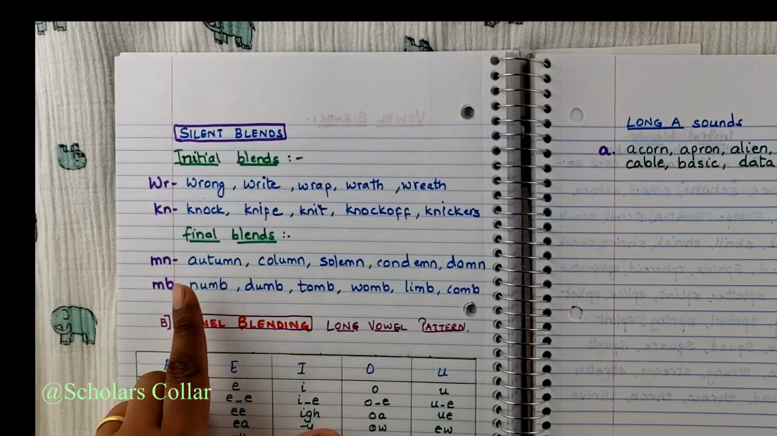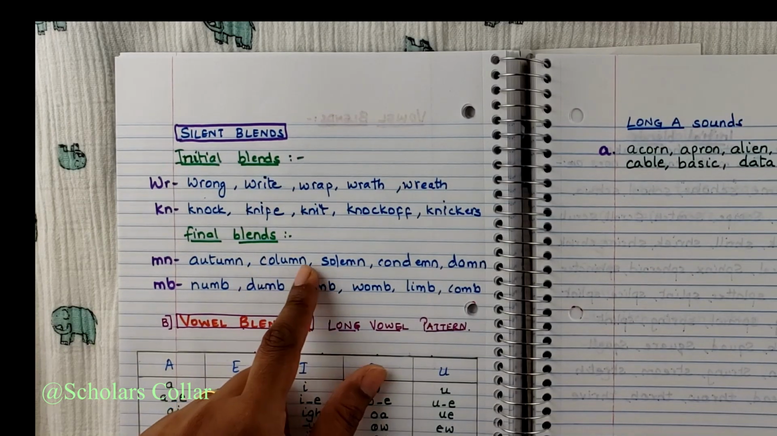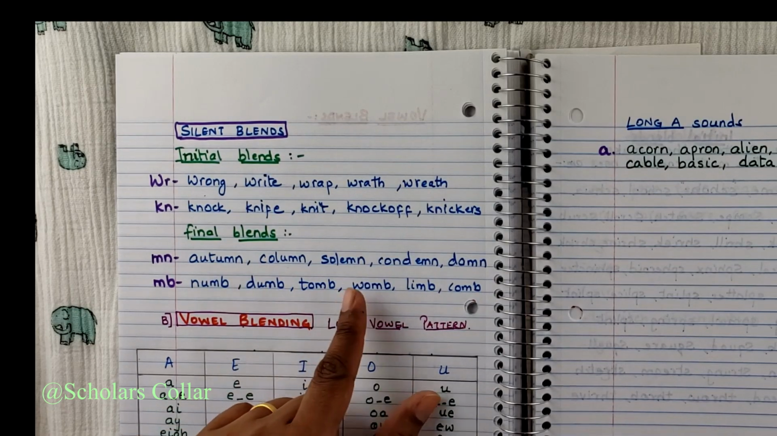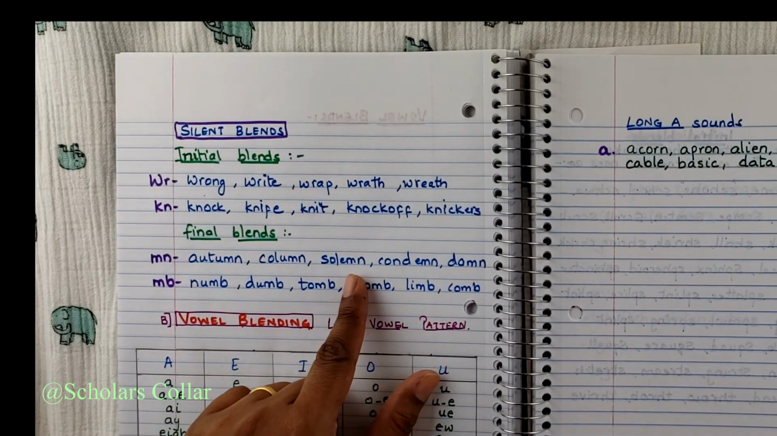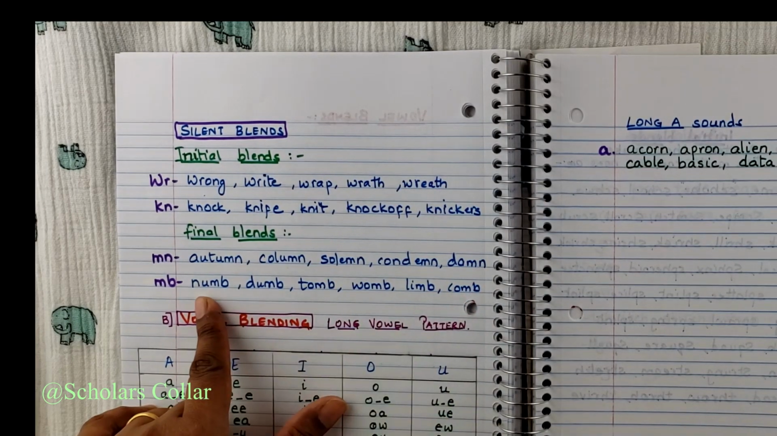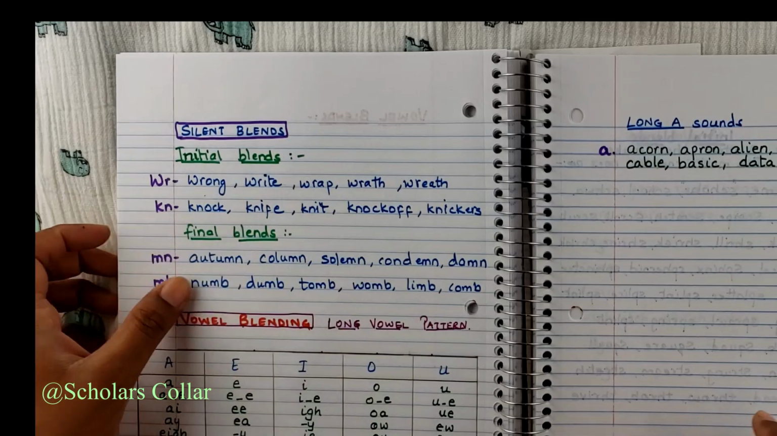Final blends, you cannot hear the n in it, but you may hear the schwa sound in this, like autumn, column, solemn, condemn, and damn, numb, dumb, tomb, womb, limb, and comb.